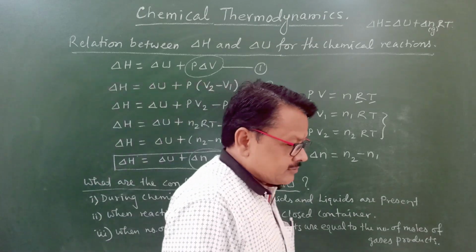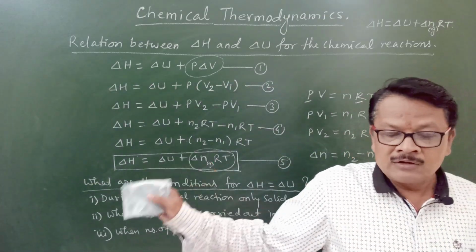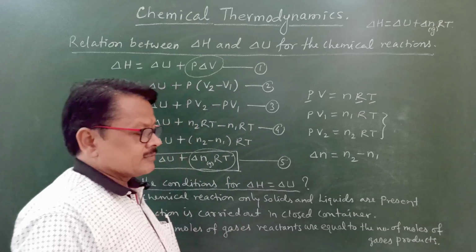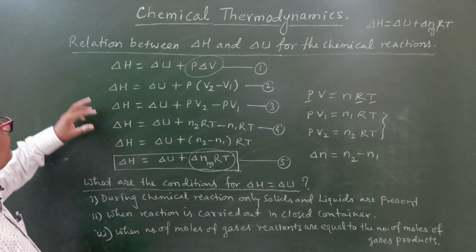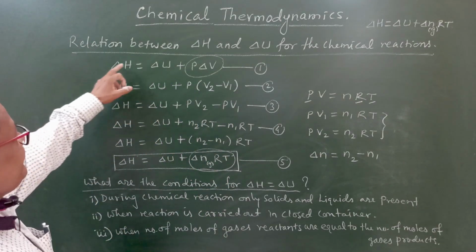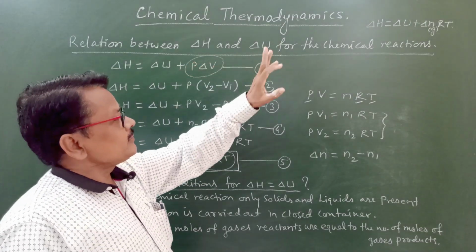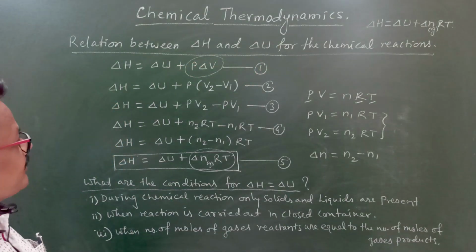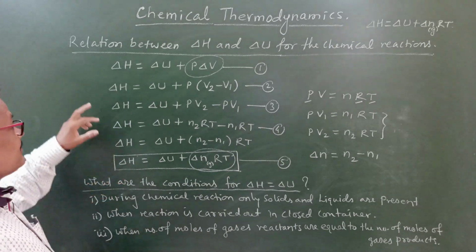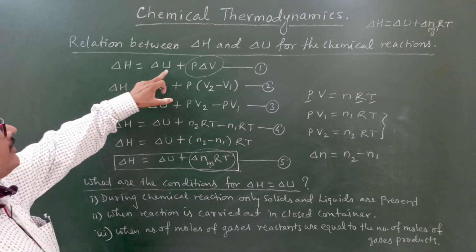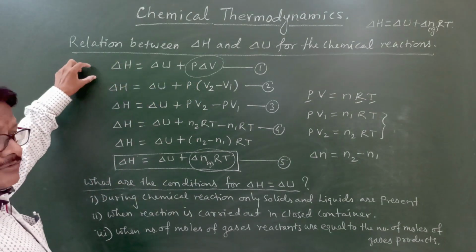I hope that you have understood this equation or this relation. In short, I will try to repeat it. We have to derive the relationship between delta H and delta U for chemical reactions. So we have to derive this equation from the equation delta H is equal to delta U plus P delta V, which we have just seen.